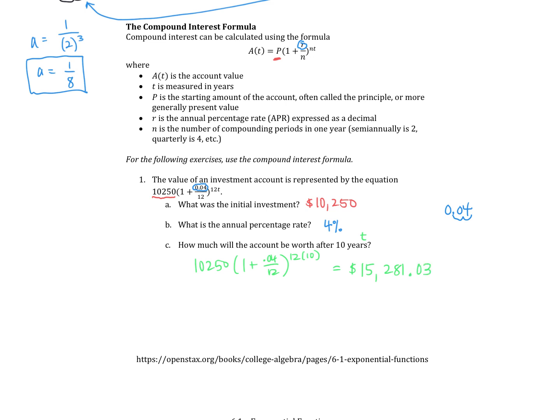$15,281.03. It doesn't tell you what to round to, but when you're using money, you should always round to the nearest cent. And that would be the answer for part C.